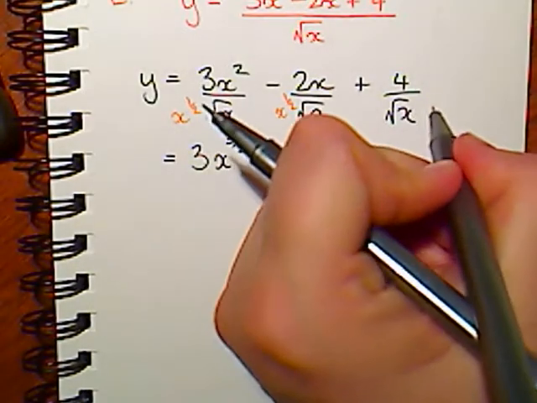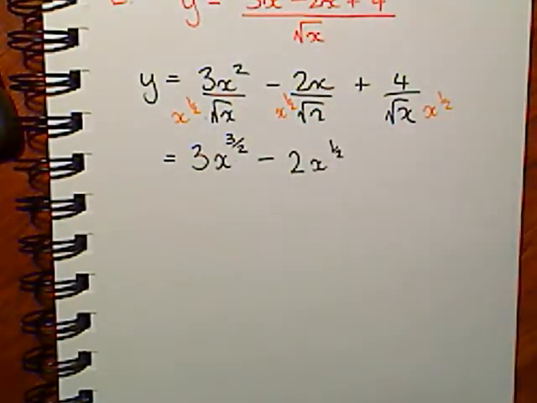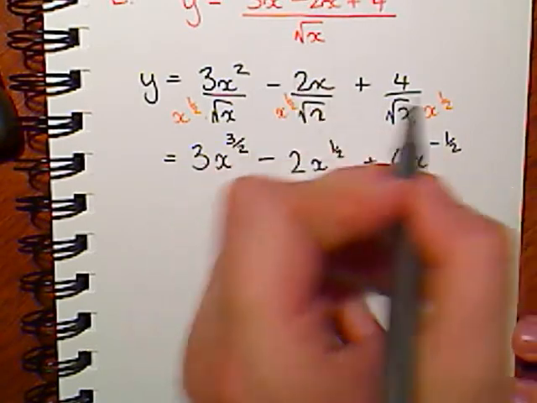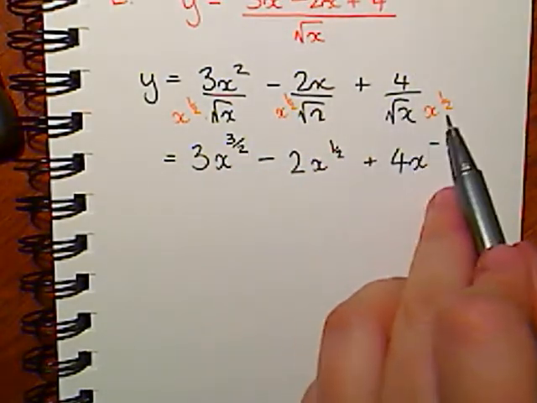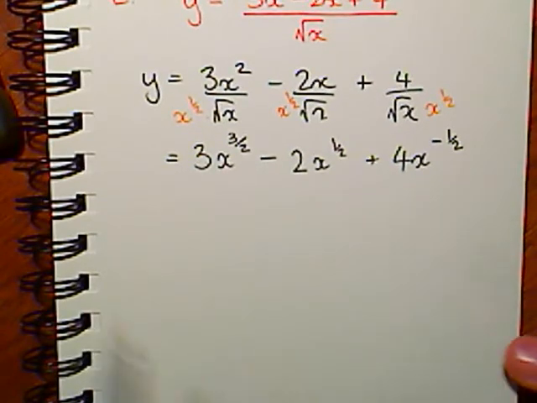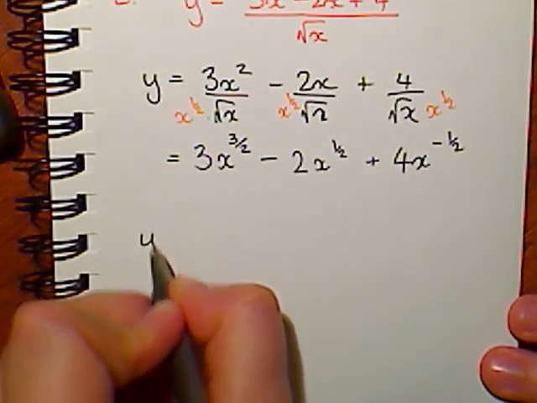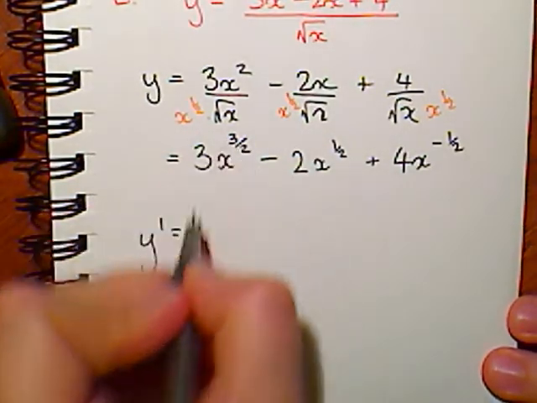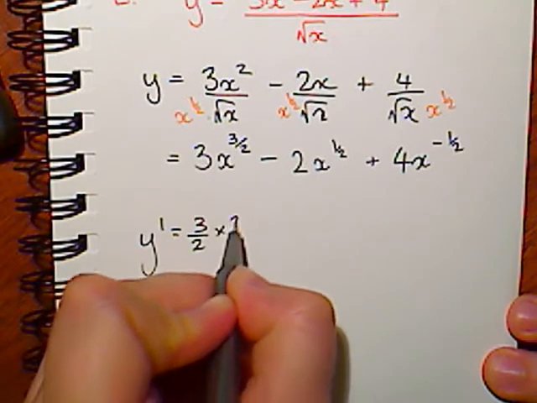And this is going to be 4x to the minus a half. I've got nothing to cancel out, but I can turn it to index by bringing it up from the bottom of the fraction with a negative sign. Now I'm going to find the derivative of each individual component, and then I'll need to tidy it up. So I'm going to write it out in full.